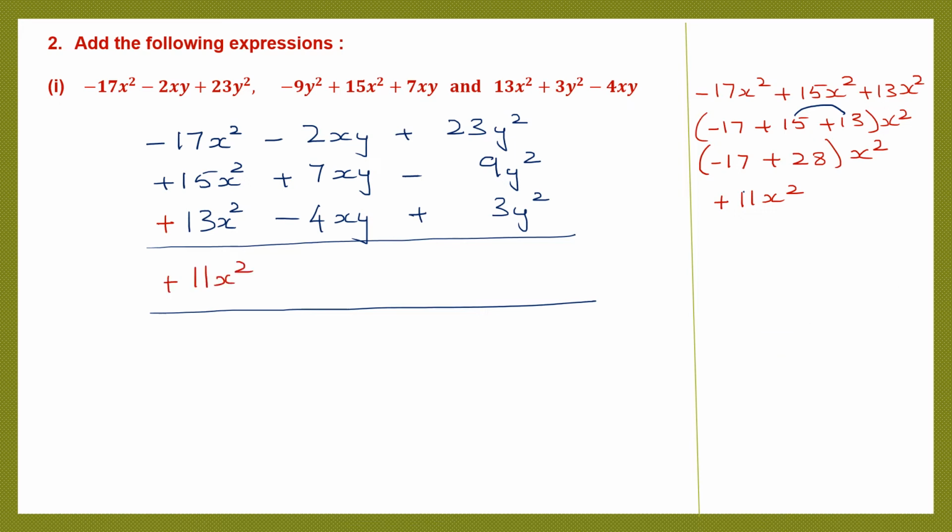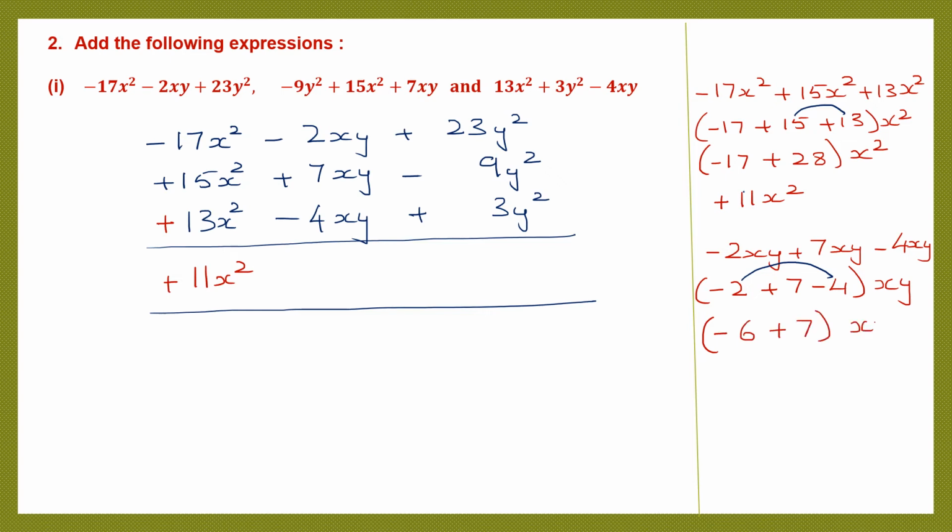Now let's take xy. Minus 2xy plus 7xy minus 4xy. Minus 2 plus 7 minus 4xy. So take the numbers with the same sign, minus 2 and minus 4. So when signs are the same, put the same sign and add. 2 plus 4 is 6, plus 7xy. Signs are different, put the sign of the bigger number and subtract. 7 minus 6 is 1xy. So I've got plus 1xy.